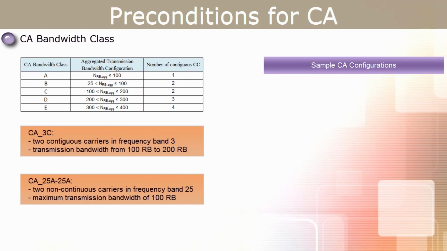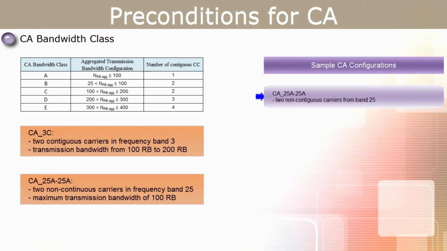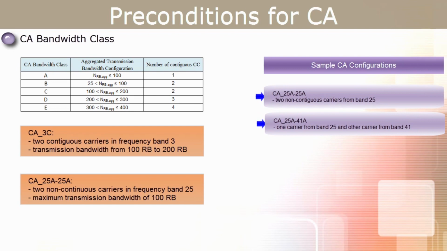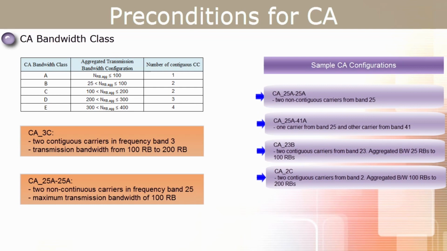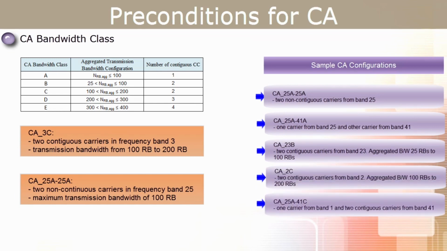A few sample valid CA configurations could be: it means two non-contiguous carriers from band 25. It means one carrier from band 25 and another carrier from band 41. It means two contiguous carriers from band 23. Aggregated bandwidth between 25 resource blocks to 100 resource blocks. Two contiguous carriers from band 2. Aggregate bandwidth between 100 resource blocks to 200 resource blocks. One carrier from band 1 and two contiguous carriers from band 41.